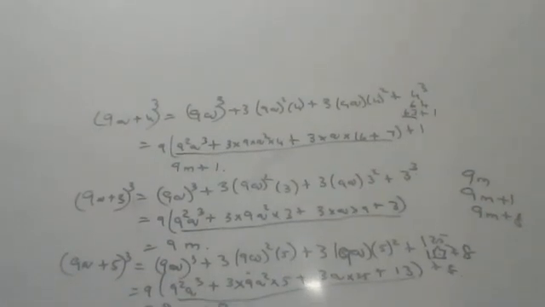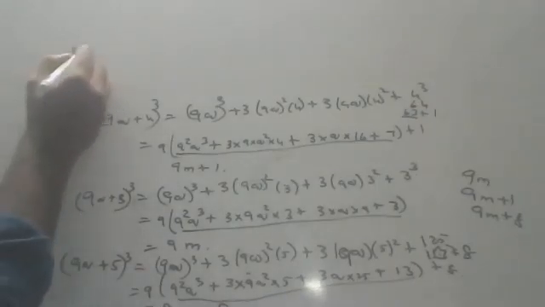Okay, children. Next one, I won't do the full sum, children. Next one, I will just explain. Suppose the next one is 6 cube, that will come. 6 cube means 216.